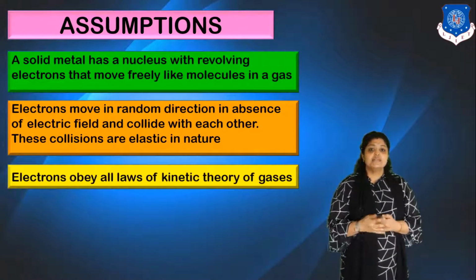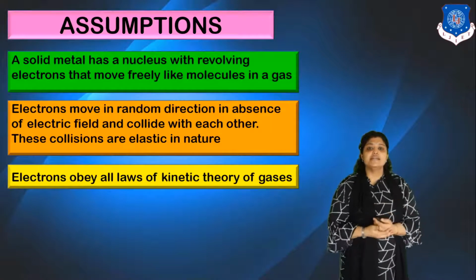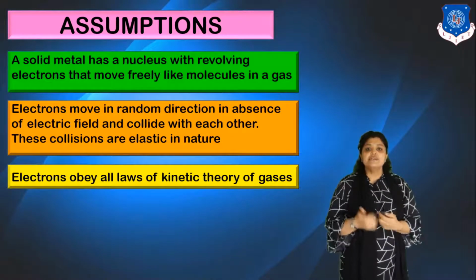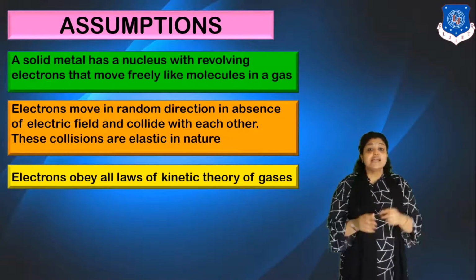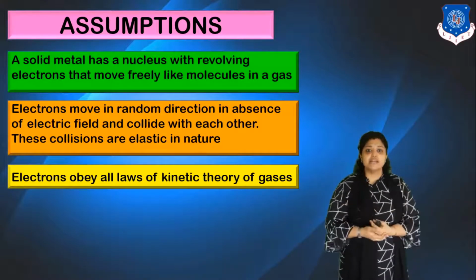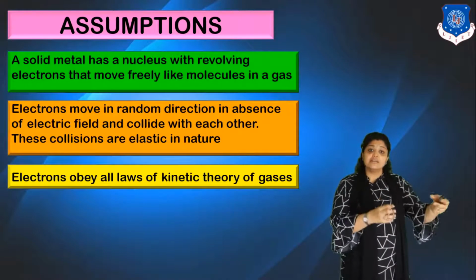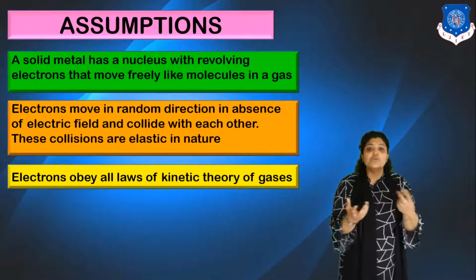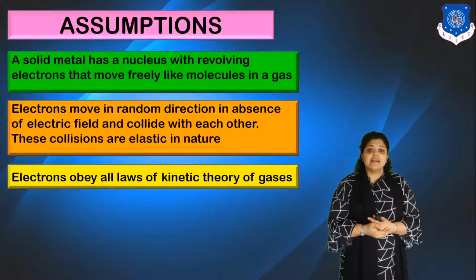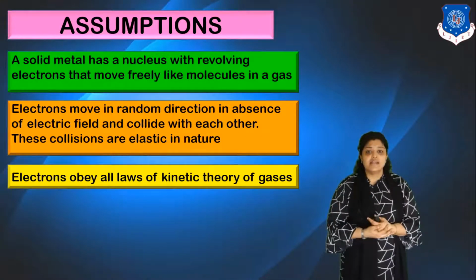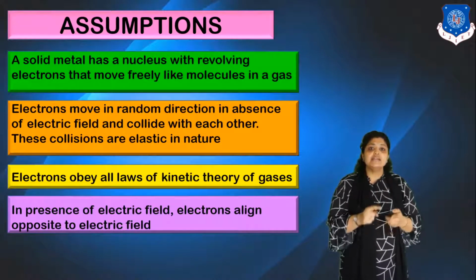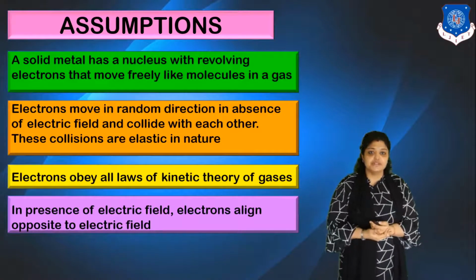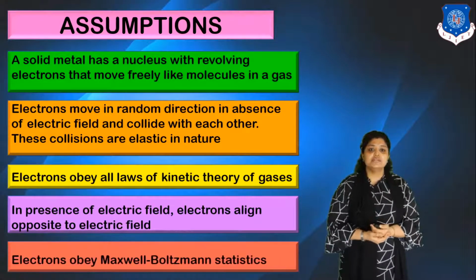Next assumption was they obey all the laws of kinetic theory of gases. The kinetic theory of gases says that gas molecules do not attract each other. They do not attract to the walls of container because if they attract the walls of container, there will be no collision. It also says that all collisions are elastic. Next is, in the presence of electric field, electrons align in a direction which is opposite to electric field.